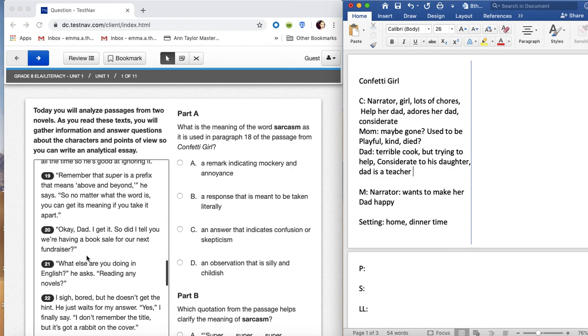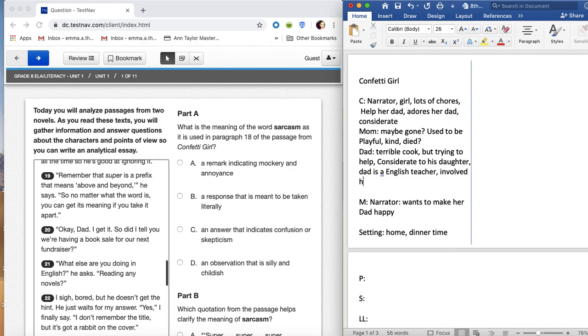Ooh, okay, so I learned that the father is not just a teacher, he's an English teacher. And he seems really interested in her class. So for character, I'm going to add English teacher. He's really involved. He wants to be involved with his daughter's schooling in her class.